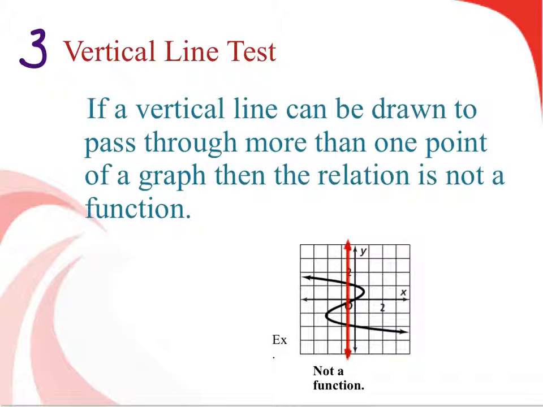We can use the vertical line test to determine if a relation is a function. If a vertical line can be drawn to pass through more than one point of a graph, then the relationship or relation is not a function. So the example shown here is not a function.